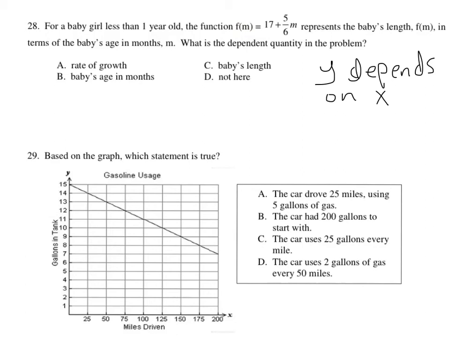So what we're saying is f of m, or the baby's length, depends on how many months it's been alive. So when I come down here to my answer choices, the rate of growth, no. It tells us that it's the baby's length. Baby's age in months, no. Baby's length, yes. So the answer in this would be C.